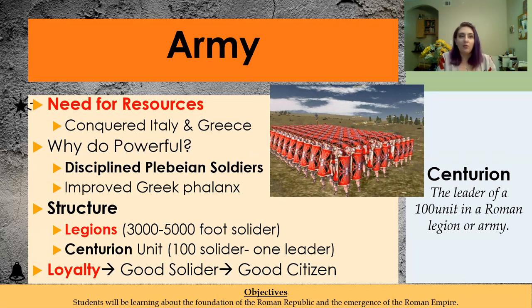They had a very powerful army for two main reasons. First off, they had very disciplined plebeian soldiers. So soldiers were very dedicated and loyal. It was believed that a good soldier and a good citizen was loyal to the Republic, loyal to Rome. Another big thing is that they actually improved on the Greek phalanx, which we talked about before. It's this very structured group that used shields to protect themselves. And Rome did something similar.